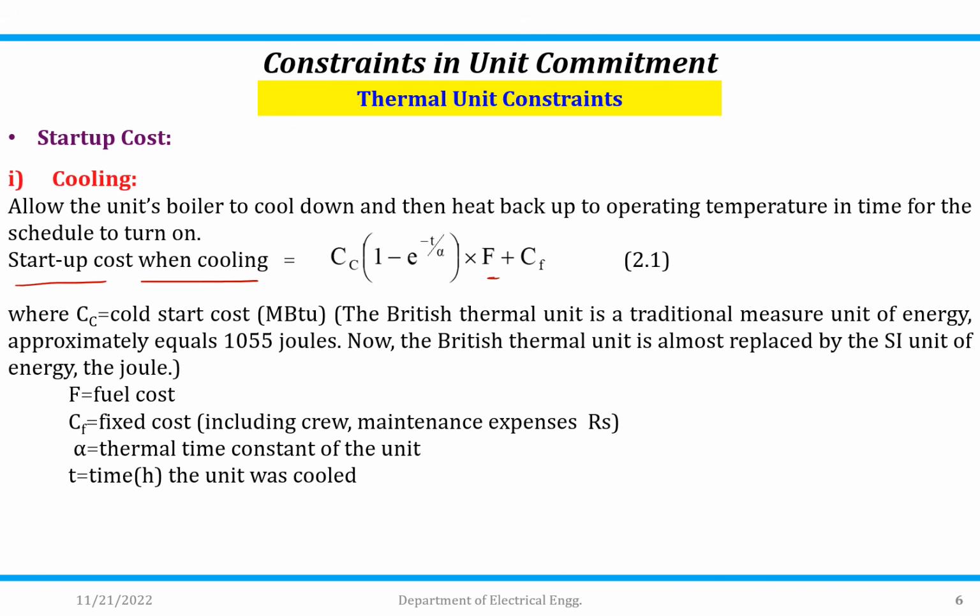So F will be equal to the fuel cost. Then Cf is nothing but a fixed cost, the last term present, which includes the cost of crew members or crew constraint, then maintenance and other expenses, which is in rupees. Whatever alpha we have written, this alpha is the thermal time constant of the unit, and T is the time in hours the unit was cooled.